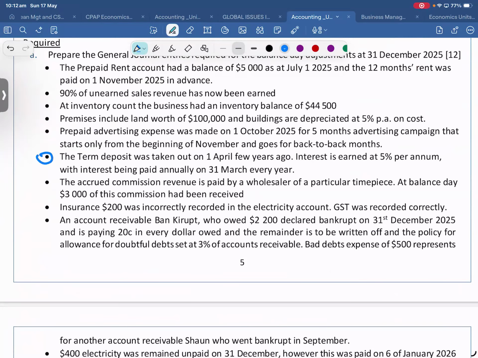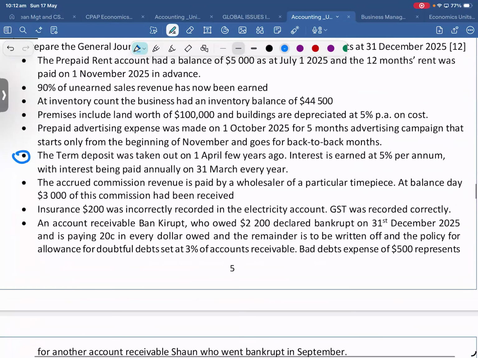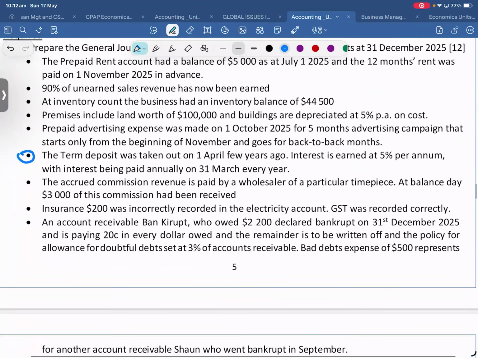Term deposit. Yeah, this is what we did in the last lesson, last week. Leah, I sent you the recording for last week's lesson, maybe a couple of days ago. I emailed it. You didn't get it? Can you check now?